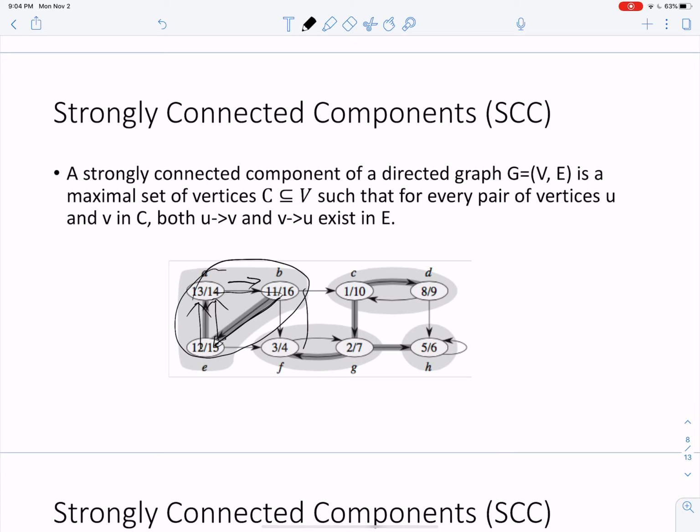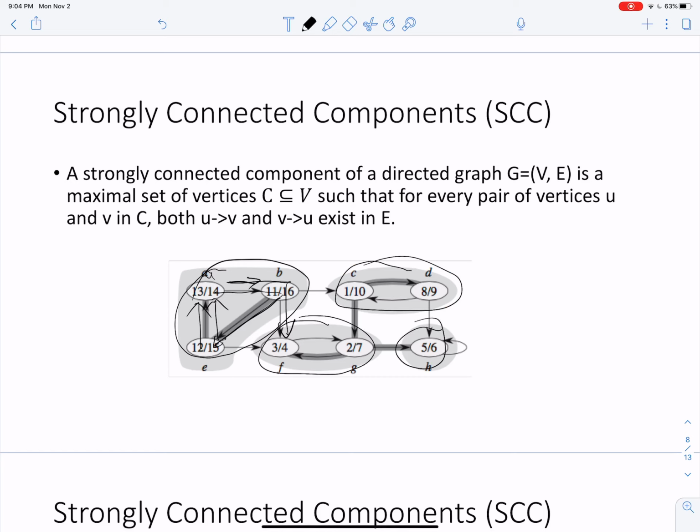And if we include one more node, let's say F, into this community, the answer is no. For example, we can find a way to go from A to F right over here, but we cannot go from F to A. So that's why we cannot include F into this strongly connected component. And actually, in this graph, we can discover four strongly connected components.